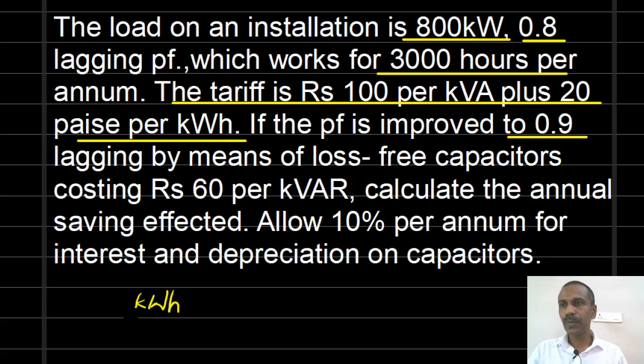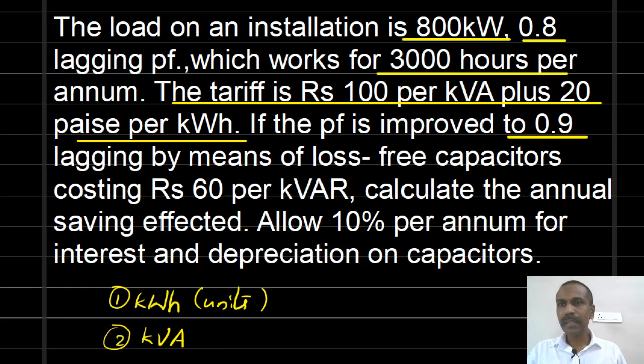If you look at the electricity bill at your home, you have to pay the bill according to the kWh usage, or according to the number of units you are using in a month. But when it comes to the industrial consumer, he has to pay two parts in the tariff. One is according to the number of units consumed, and the second one is according to the kVA demand.